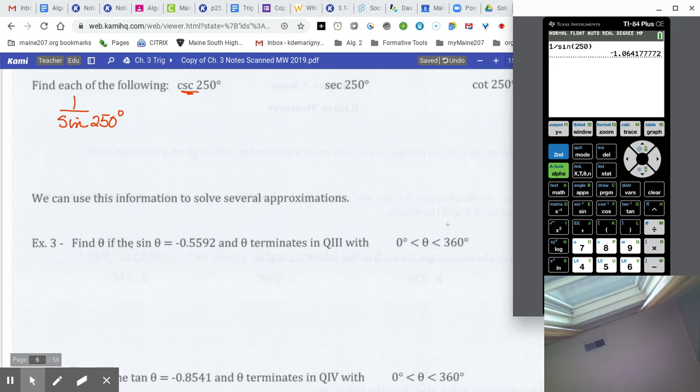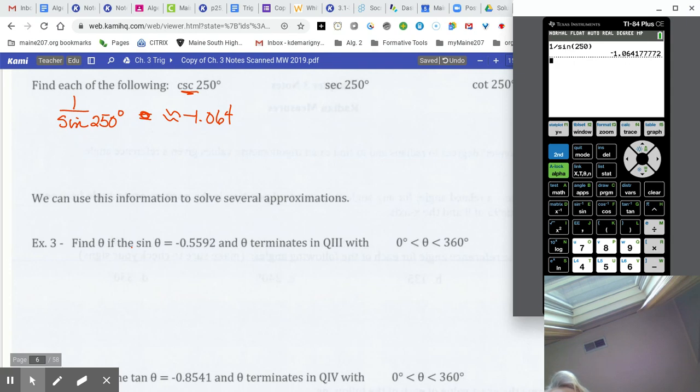And I get a negative 1.06. So I shouldn't say equal. I should say approximately negative 1.064. We usually go to 3 decimal places.